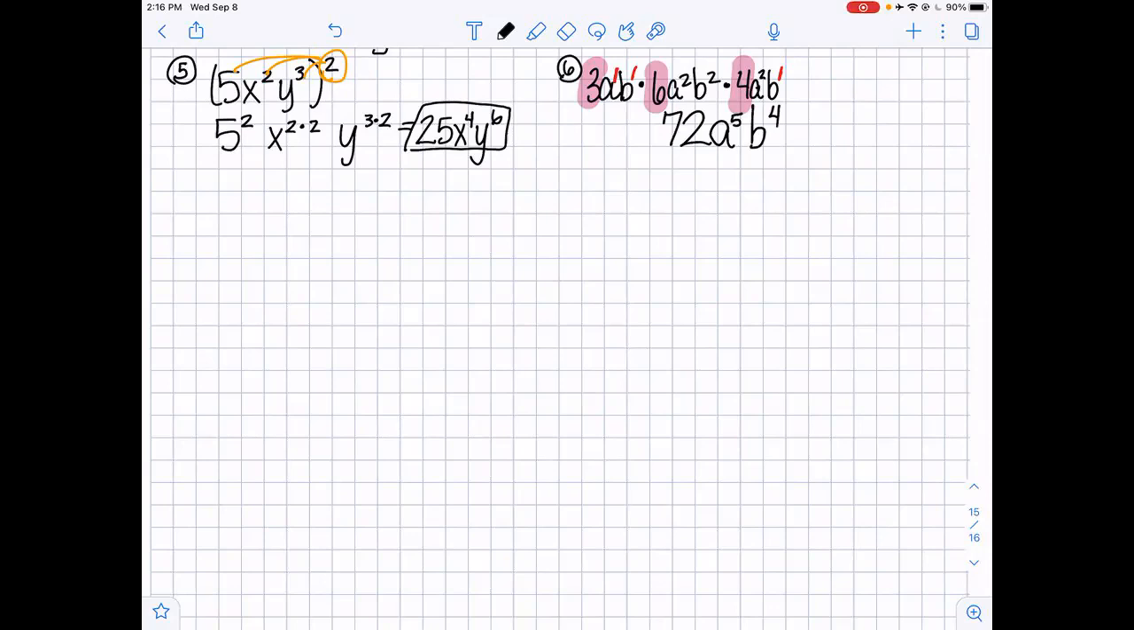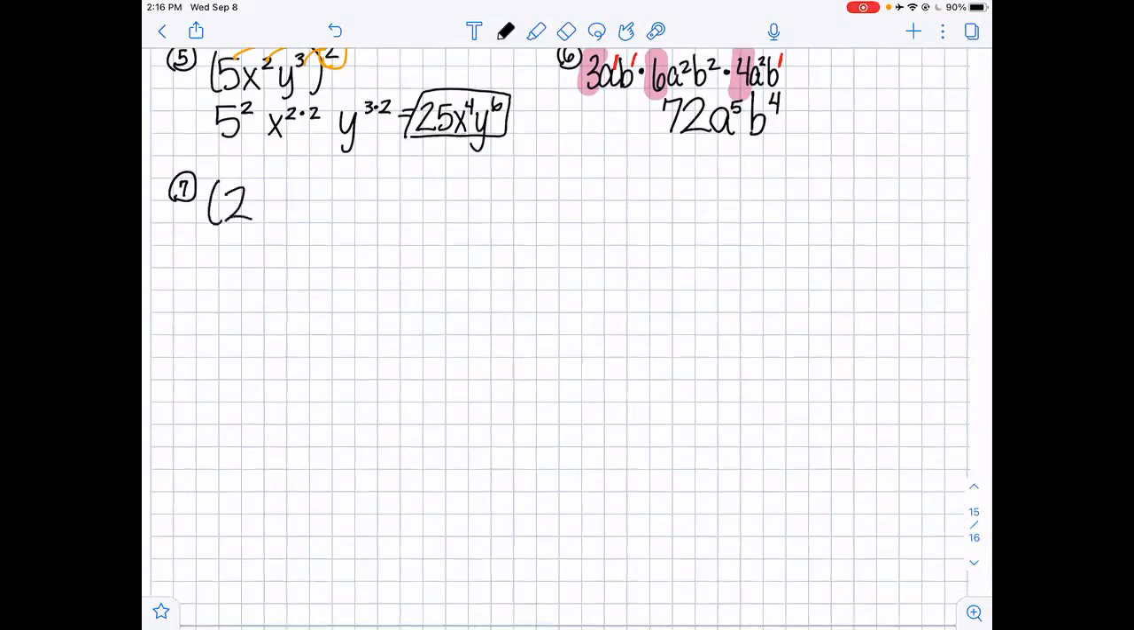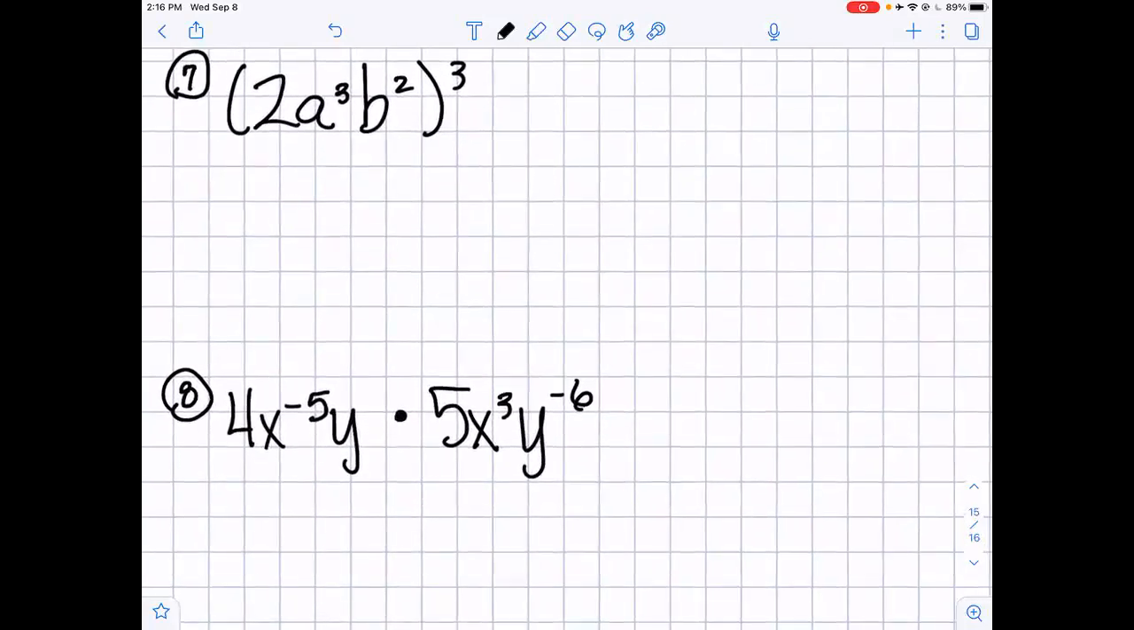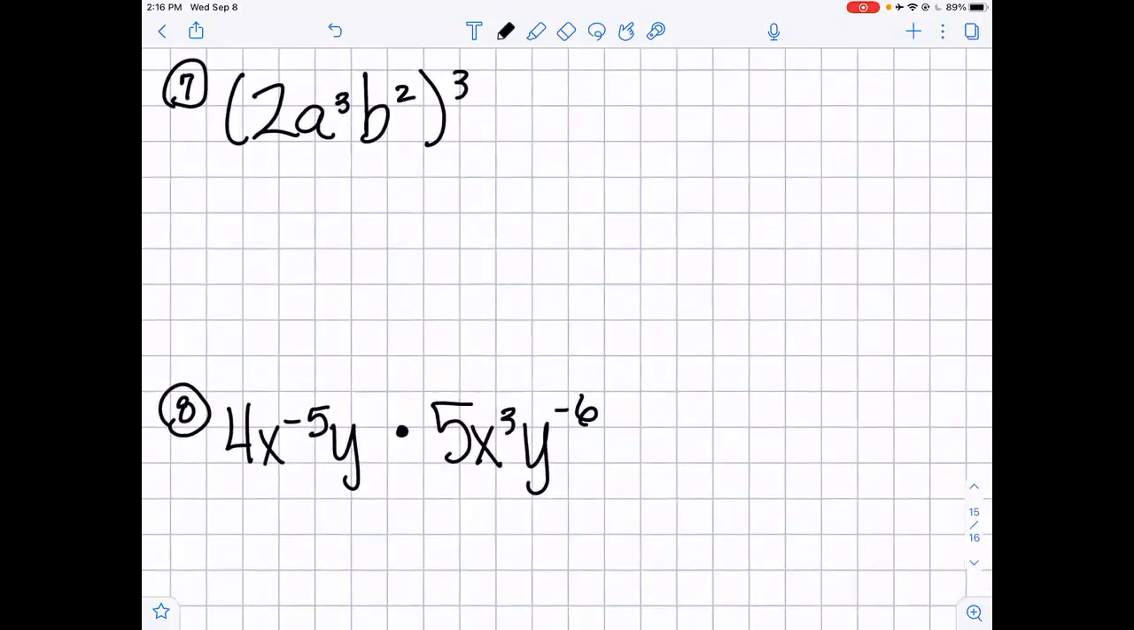Last two. These are probably the hardest. Number 8's probably the hardest. Number 7: 2a to the 3rd, b to the 2nd, cubed. And number 8: 4x to the negative 5, y times 5x to the 3rd, y to the negative 6th. Try those.